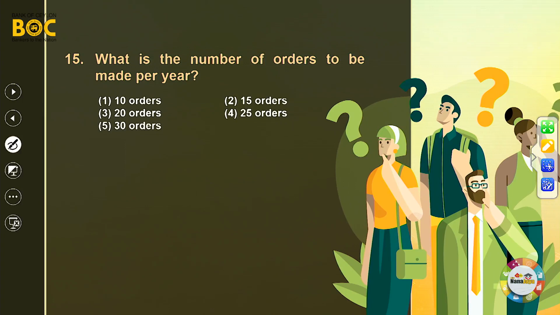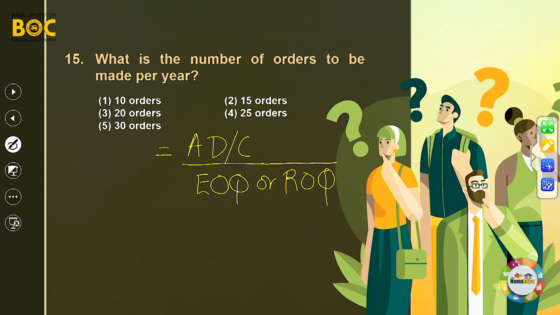What is the number of orders to be placed for the year? The number of orders means how many times you have to purchase. The number of orders equals annual demand or annual consumption divided by economic order quantity.